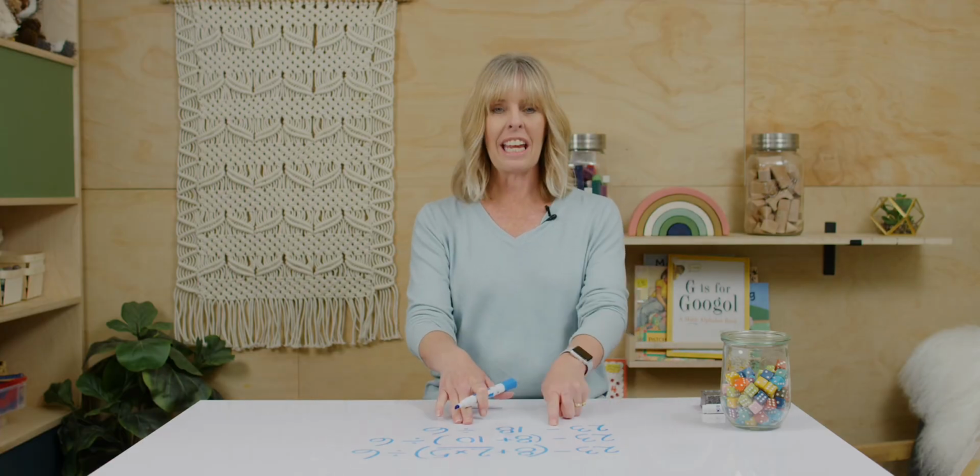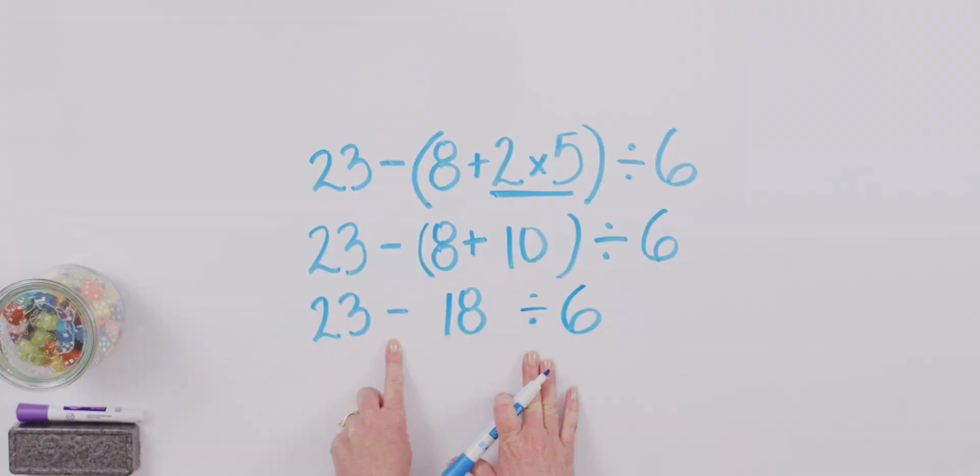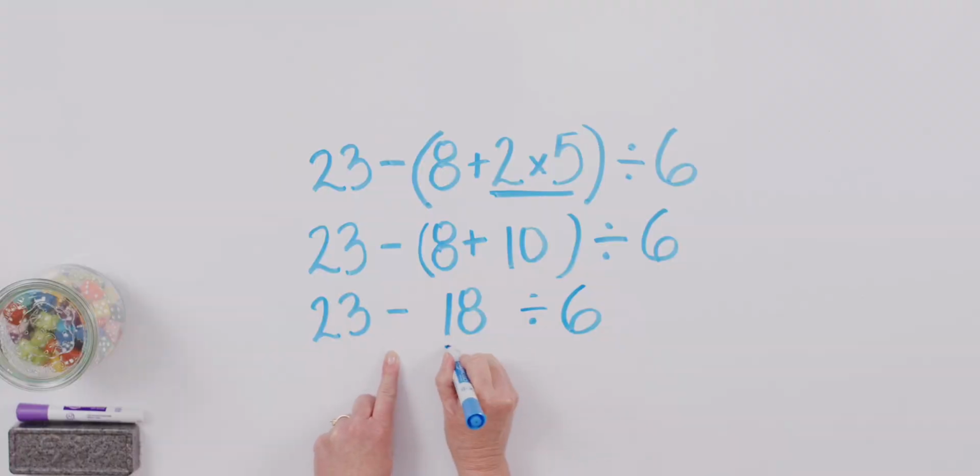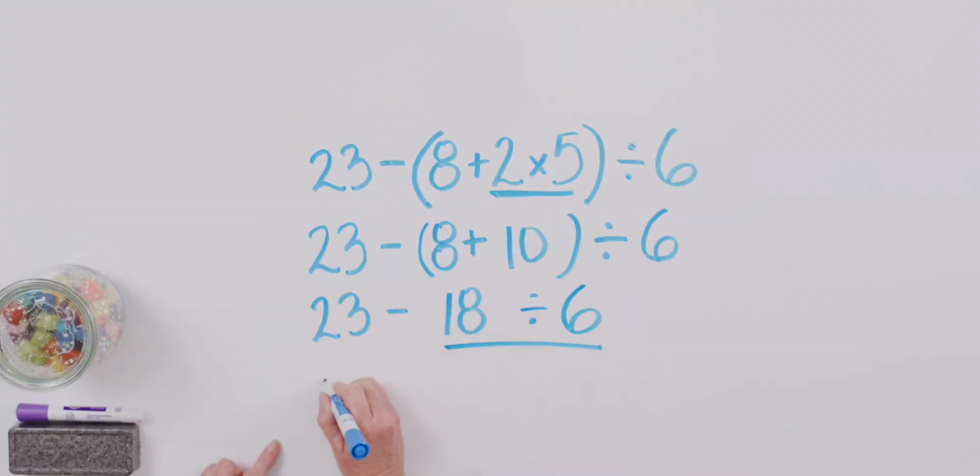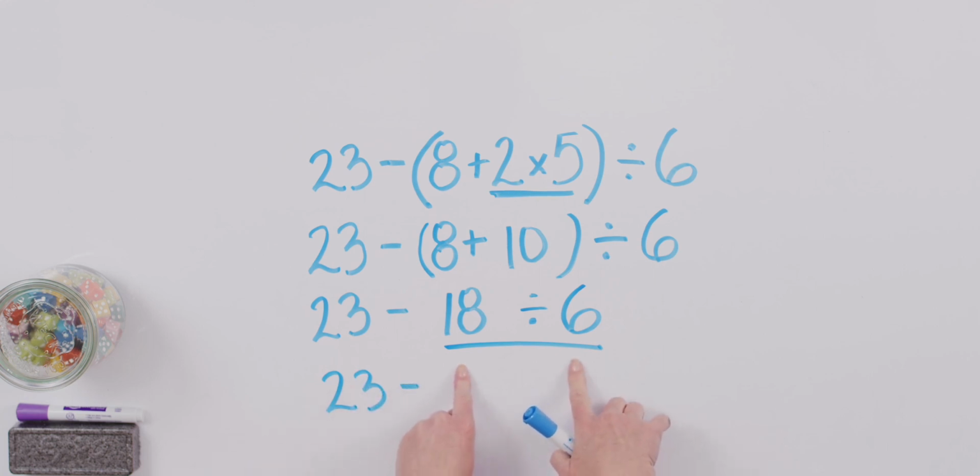So now we have a division and a subtraction. You know, my division's going to come first. So let's bring down our 23, and we're going to subtract 18 divided by 6. You know that in your sleep, don't you? It's 3. So now I have 23, and I'm going to take 3 away, and it's going to give us our final answer of 20. Great job, you guys.